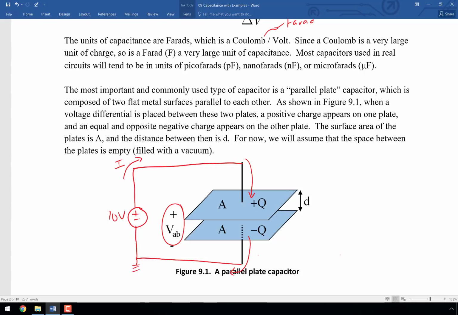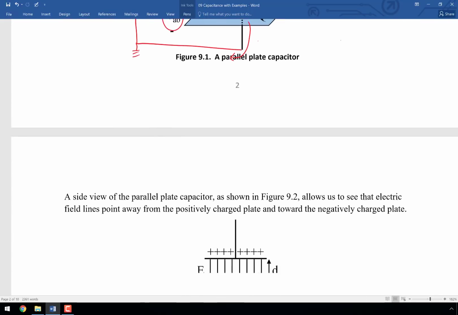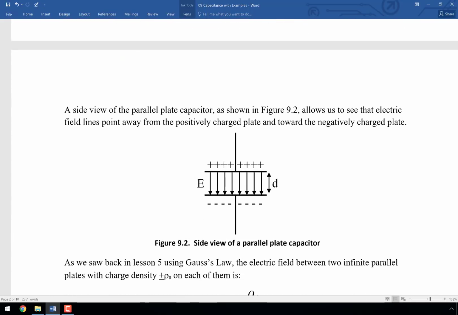We're going to assume for now that the space between the plates is empty or filled with a vacuum. At the end, we're going to say, what if it were a dielectric? And it's a pretty simple improvement to the equation. Now the side view of the parallel plate capacitor is shown here, and the most important thing I want you to see is that because there are positive charges on the top plate and a net negative charge on the bottom plate, the electric field lines are pointing straight down from the positive charges to the negative charges.